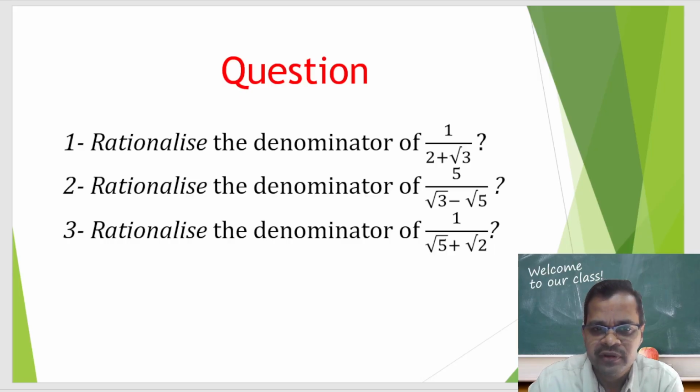Similarly, in the case of square root of 3 minus square root of 5, this is the denominator of the second question. What will be the conjugate? Yes, you have got it right. It's square root of 3 plus square root of 5, because the conjugate is the opposite sign of the denominator which has been given to us in any kind of question.